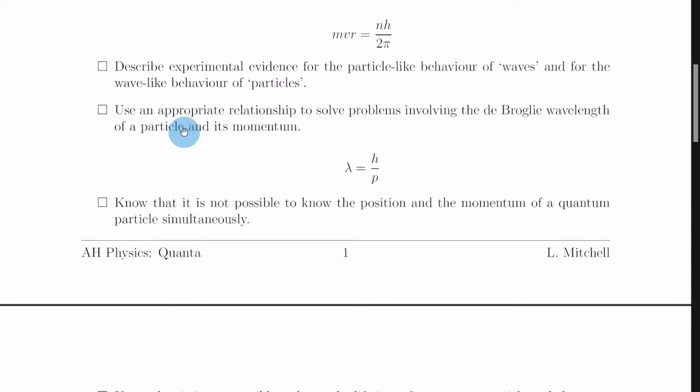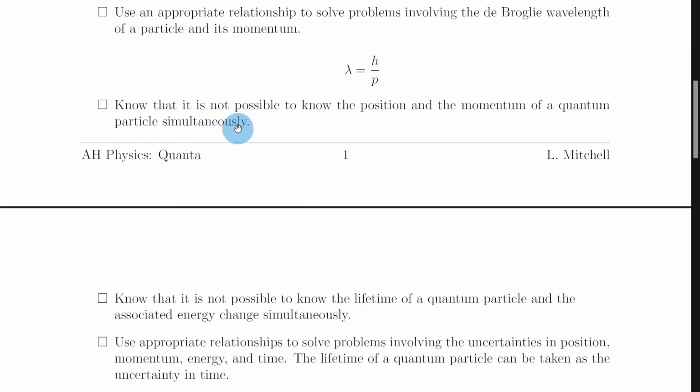Next, it says you need to be able to use an appropriate relationship to solve problems involving the de Broglie wavelength of a particle and its momentum. So remember, we have this equation lambda equals h over p, where lambda is the wavelength of the electron, h is Planck's constant, and p is the momentum of the electron, which remember you often have to expand into mass times velocity, p equals mv. So it's helpful to remember that you can write lambda equals h over p equals h over mv.